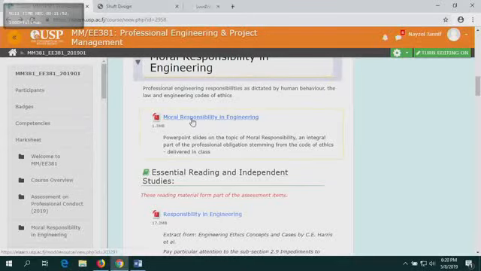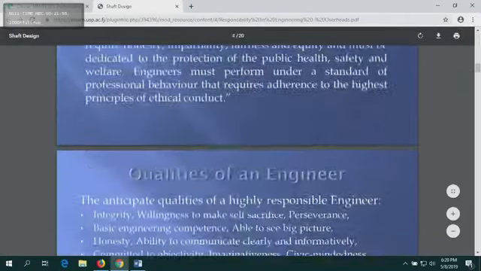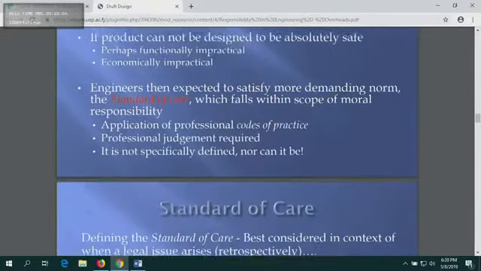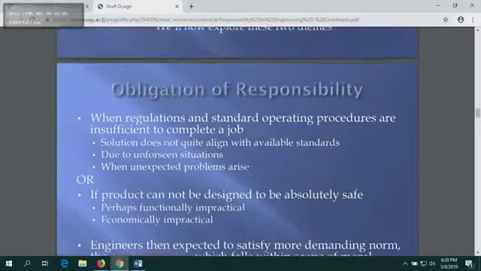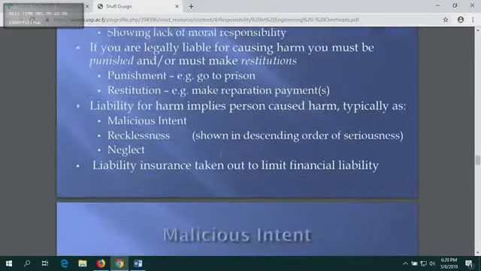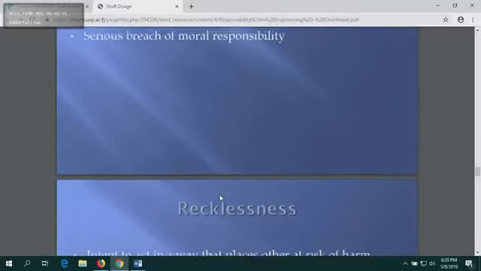All right, let's talk about, we've done quite a bit of this already. I want to come down to here, guys. Obligation, responsibility, definition of standard of care, blame, responsibility, and malicious intent.